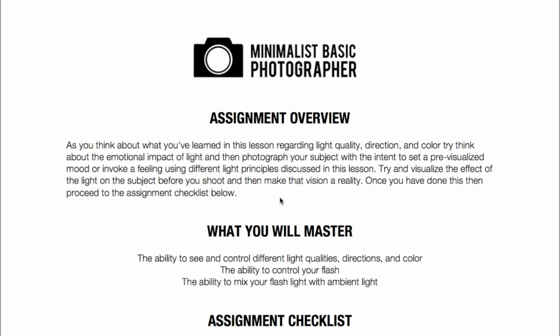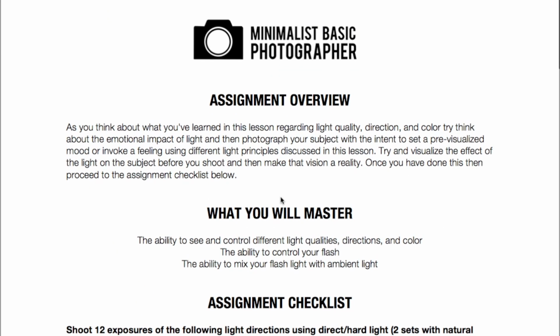All right, so first of all, the assignment overview. As you think about what we've learned in this lesson regarding light quality, direction, and color, try to think about the emotional impact of light, and then photograph your subject with the intent to set a pre-visualized mood or evoke a feeling using different light principles discussed in this lesson. Try and visualize the effect of the light on the subject before you shoot, and then make that vision a reality. Once you've done this, then proceed to the assignment checklist below.